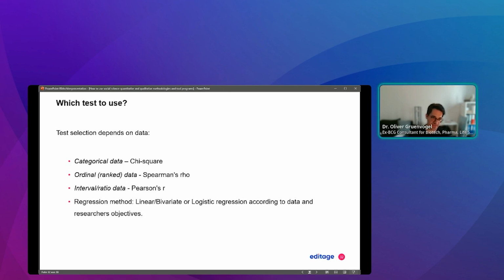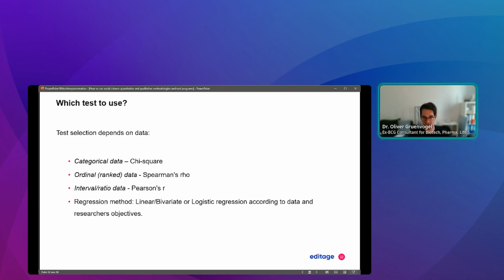As I said, the test selection really depends on the data that you have generated, that you've gathered. For categorical data, usually the standard is chi-square testing. If it is ordinal data, so that means ranked data one after another, Spearman's rho is typically used. For interval or for ratio data, Pearson's R is the most commonly used test.